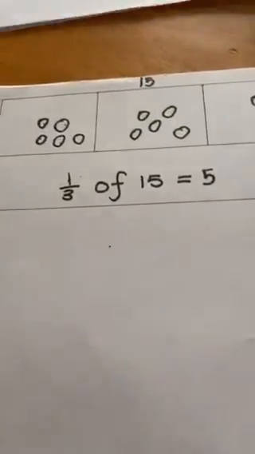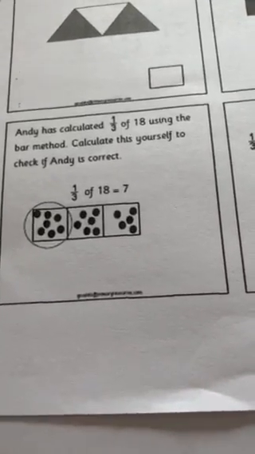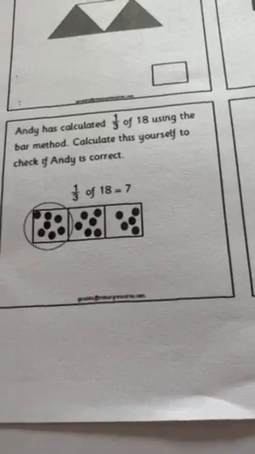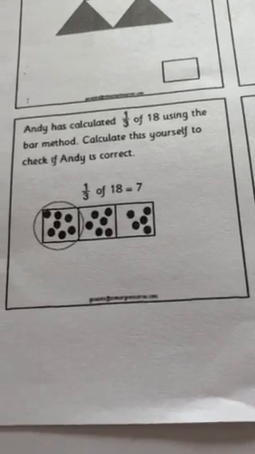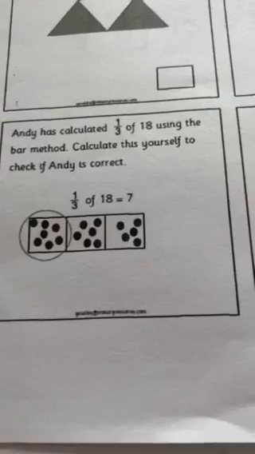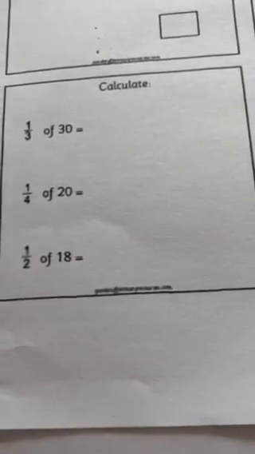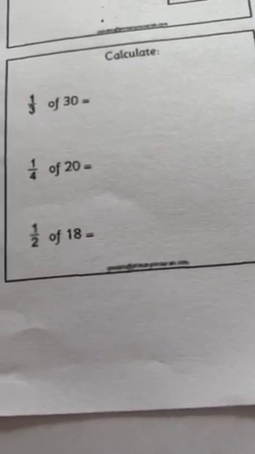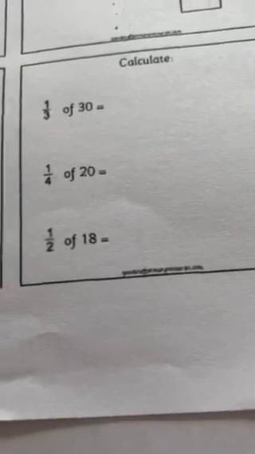So when you do yours, you need to draw a diagram like the bar method there, and check if Andy is correct. Is it correct that 1/3 of 18 is 7? Check it yourself. In the next box, you can use the bar method as well to calculate those answers.